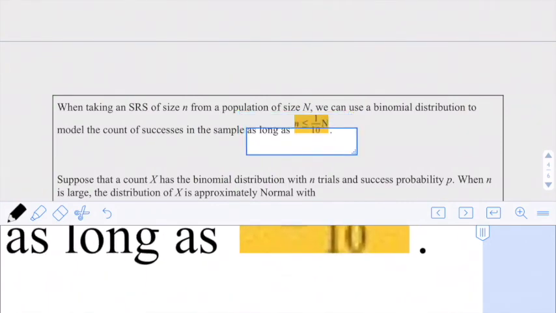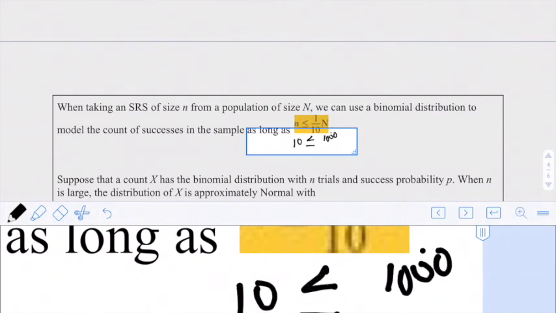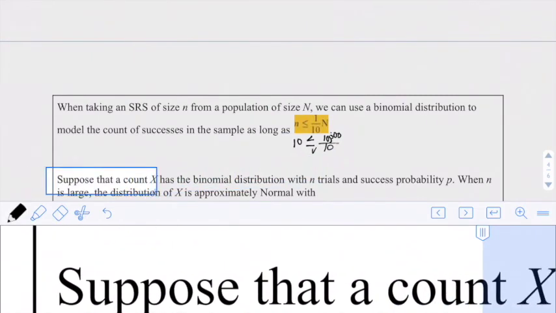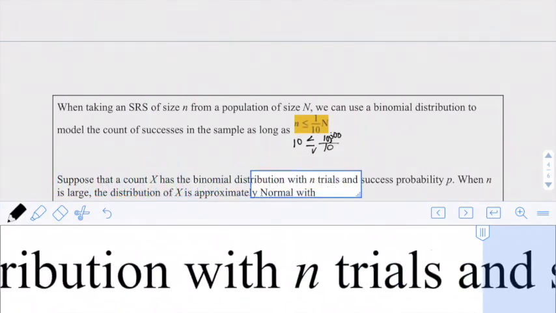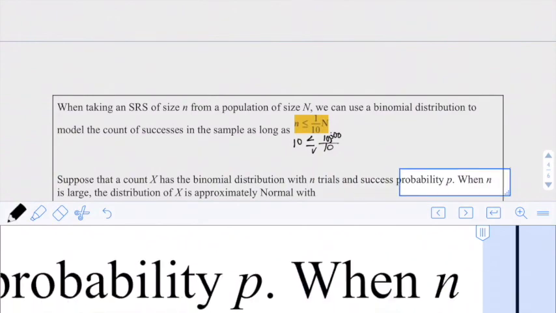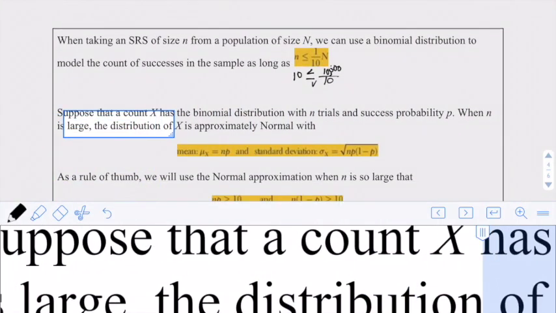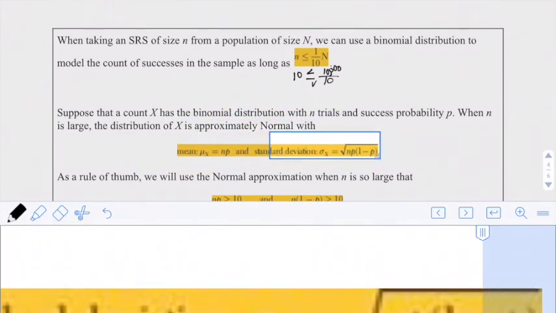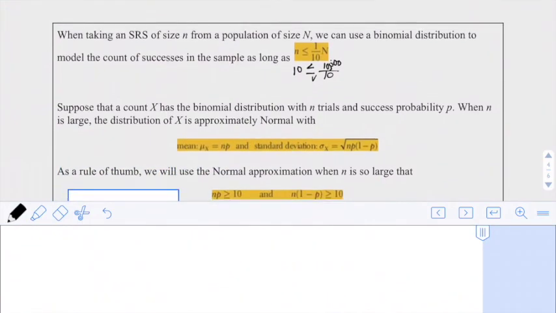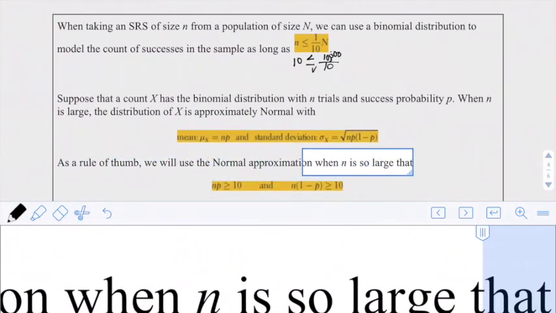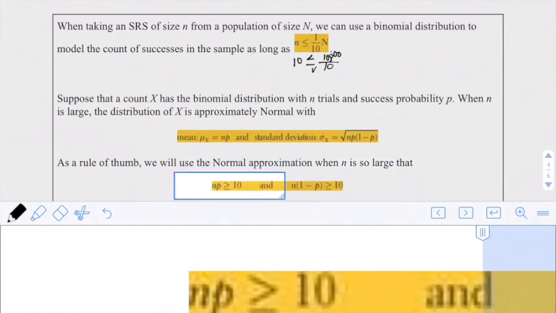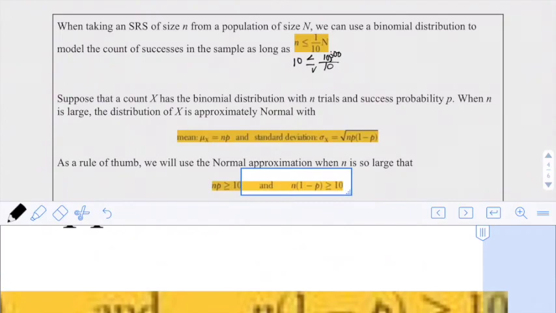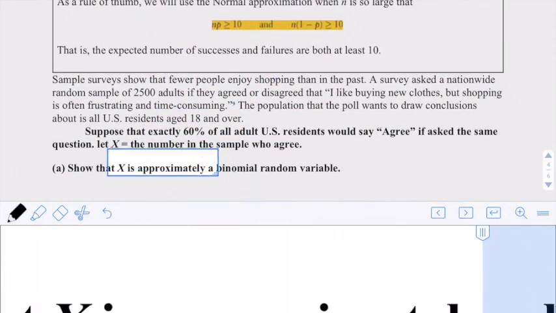Okay, so 10 is less than or equal to 1/10 of 10,000, and that's going to work. Suppose that a count X has the binomial distribution with n trials and a success probability p. When n is large, the distribution of X is approximately normal with the mean and the standard deviation. Remember those formulas? As a rule of thumb, we'll use the normal approximation when n is so large that np is greater than or equal to 10, and n times 1 minus p is greater than or equal to 10. So we'll use the normal approximation.